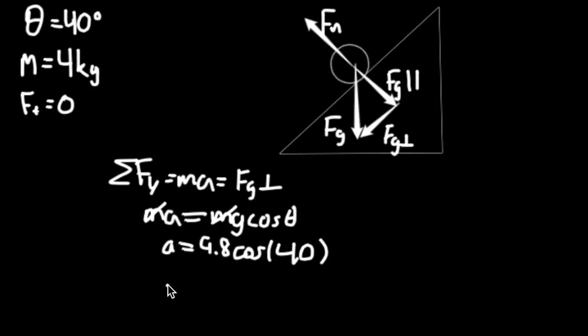After that, we can simplify the equation to acceleration is equal to 9.8 times the cosine of theta, which is 40 degrees. Simplified, the acceleration is found to be 6.3 meters per second squared. So the acceleration of the cheese as it's rolling down the hill is 6.3 meters per second squared.